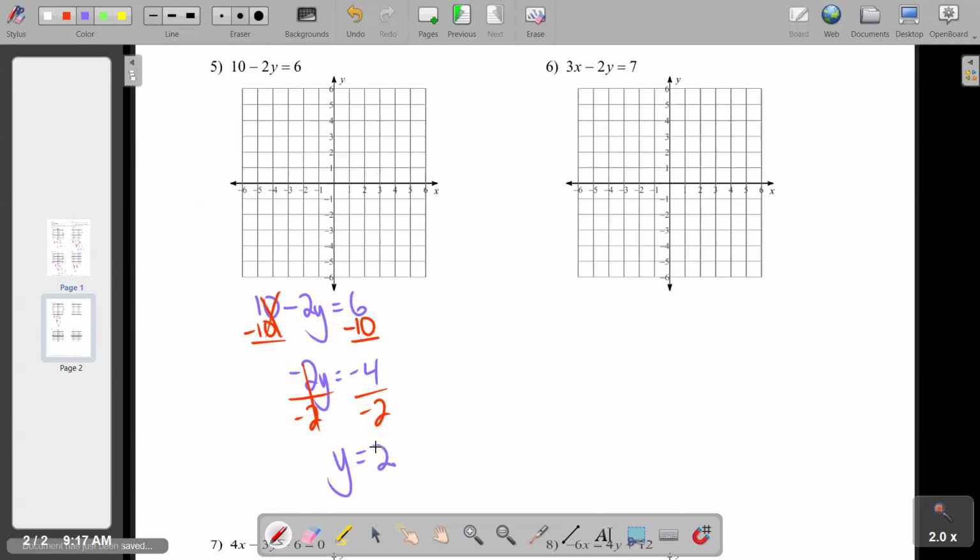We know that this is horizontal. We're not going to panic. We're just going to go up 2, and we're going to graph a line on 2.